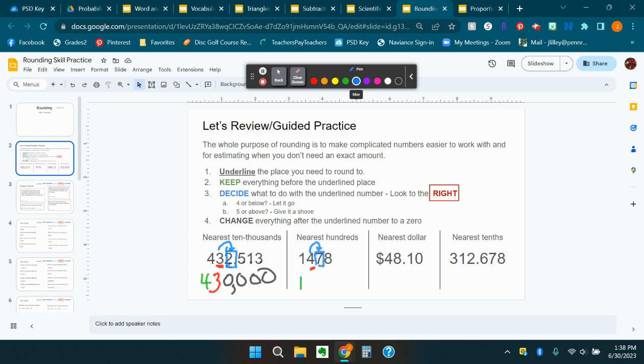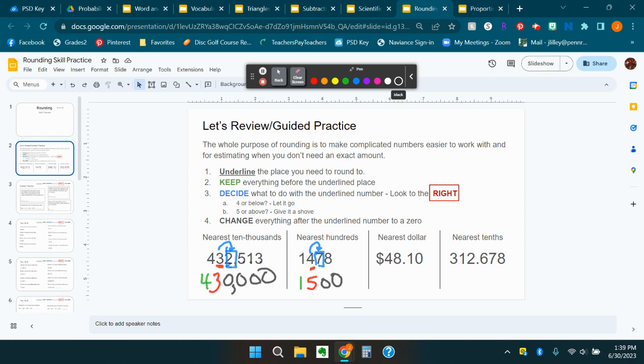The boss is a 7. That's 5 or above, give it a shove, which tells me I need to shove my 4 up to the next highest number and make it a 5. And then everything after that becomes a 0. And what that really means here is that 1,478 is closer to 1,500 on a number line than it is to 1,400 on a number line.